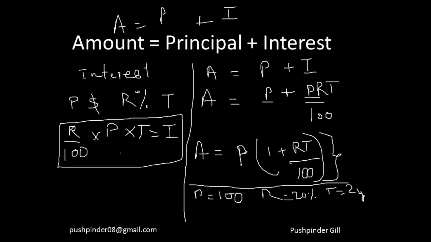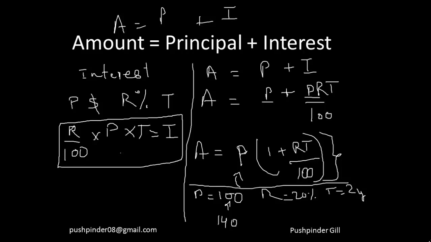So if principal is $100, rate is 20%, time is 2 years, that means either you substitute this formula and you'll get the answer, or you know that 20% is increasing every year. For 2 years it will increase by 40%, and you increase 100 by 40%, you get your amount to be 140, right? So this way also you can solve the question. You need to understand this expression here.